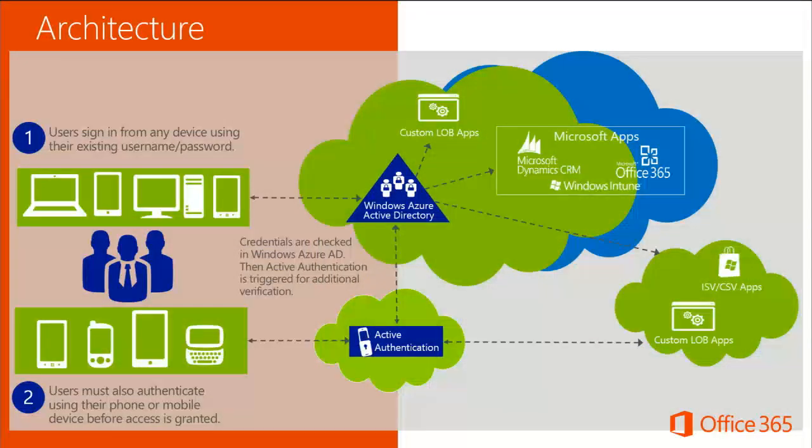Let's take a quick look at what it actually does. First off, the user is going to sign in from whatever device they have using their existing username and password. Remember, this is multi-factor authentication, so first off, you've actually got to know your password. You authenticate against Windows Azure Active Directory, which of course is what we use for Office 365. Then your account has been configured for multi-factor authentication. This means you're not going to get immediately logged in, but you're going to go into a transitory screen, and then we're going to do the multi-factor authentication. So let's take a look at it.